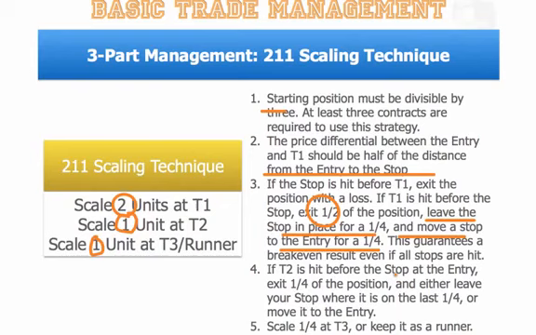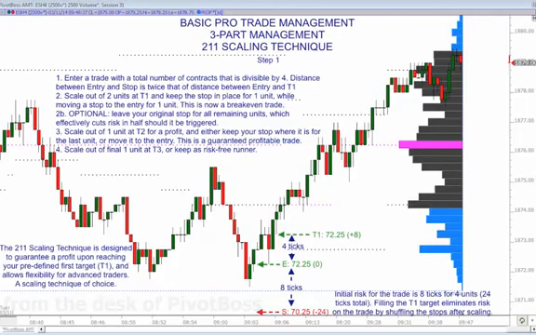If T2 is hit before the stop at the entry, then exit a quarter of the position and either leave your stop where it is on the last quarter or move it to the entry, and then scale the last quarter at T3 or keep it as a runner. So let's see what this looks like on the chart.